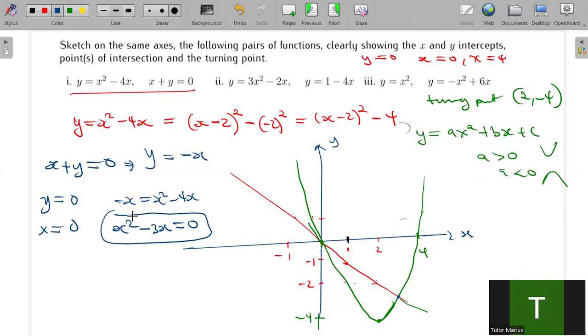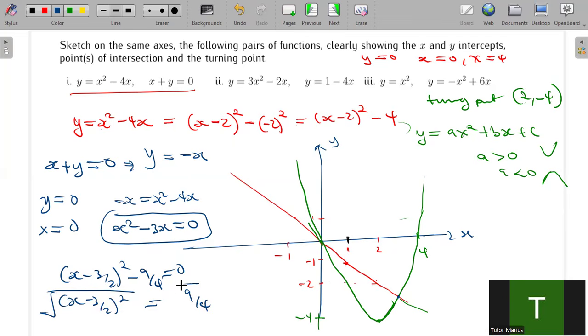So you end up having that equation there. Okay, so then you have to solve for this equation here. So when you solve now, that is complete the square, you have x minus 3 over 2 squared, then you have minus 9 over 4 equal to 0. I take the 9 over 4 the other side, I have x minus 3 over 2 squared is equal to 9 over 4. Get the square root there, I get the square root there.